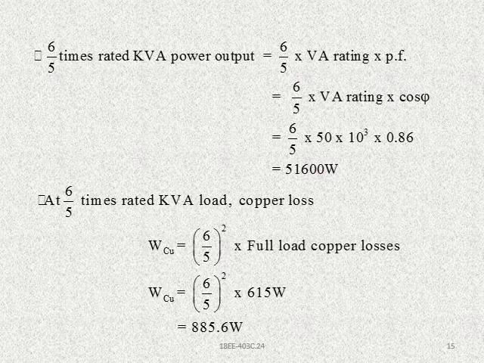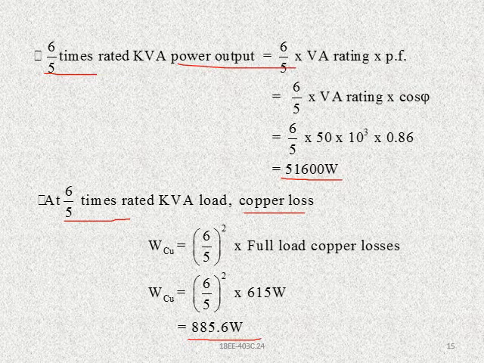Is that clear? So for the 6 by 5th times, the output power is 51,600, and for 6 by 5 times, the copper loss is 885.6 watts, and the iron losses remain the same for any kind of load. That is to be noted.